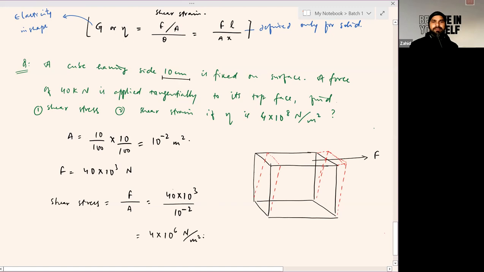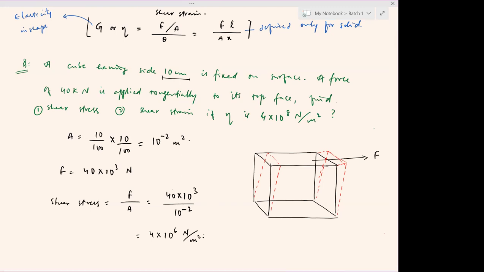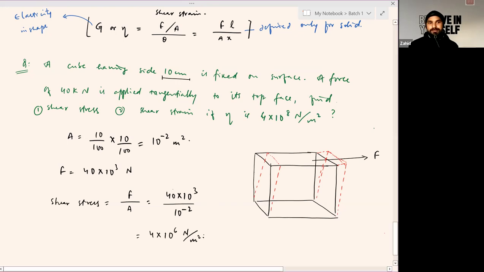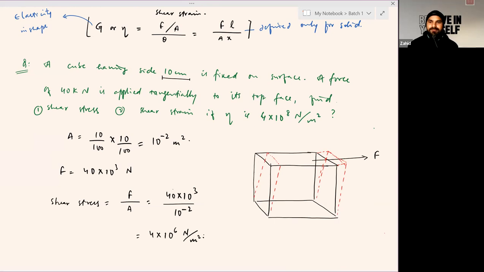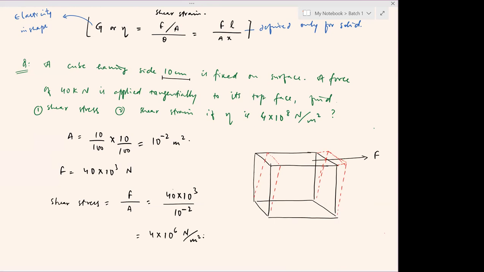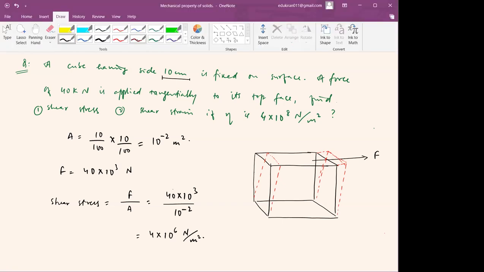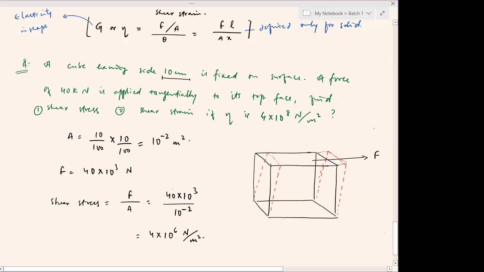Hamza, is it clear? Yes, sir. So from where you have got this result? Sir, I took 10 raised to the minus 2 wrong. Okay. Salman, is it clear? Yes, sir. After this one, like shear stress F by A formula, that one I made wrong. I wrote theta something. Okay.